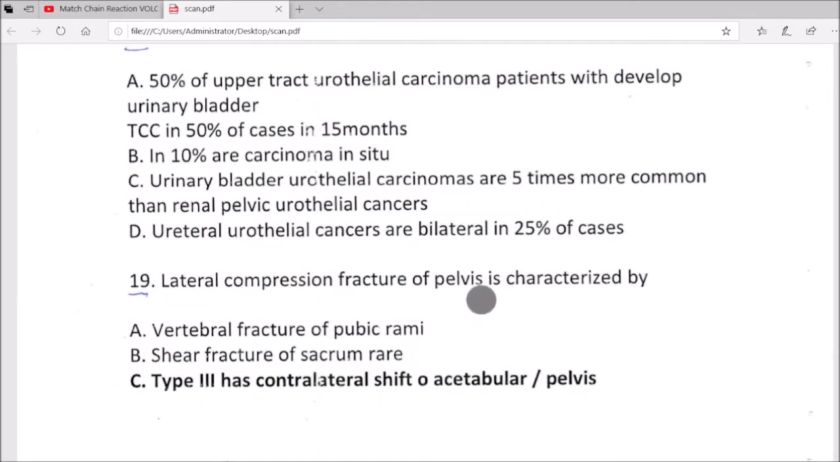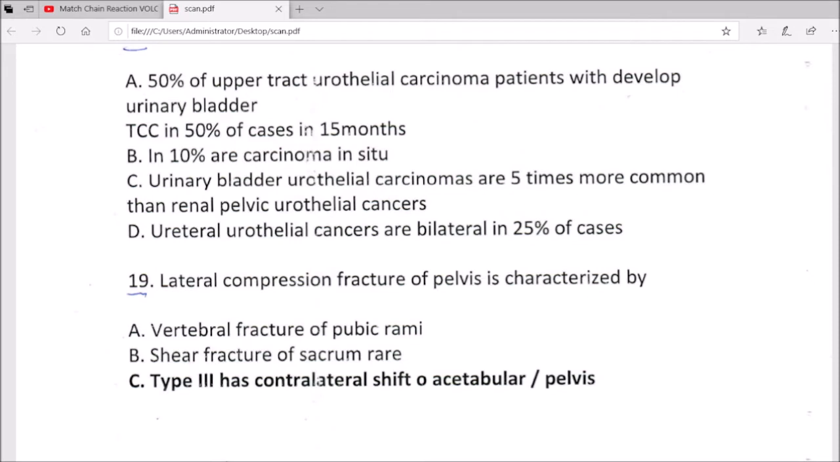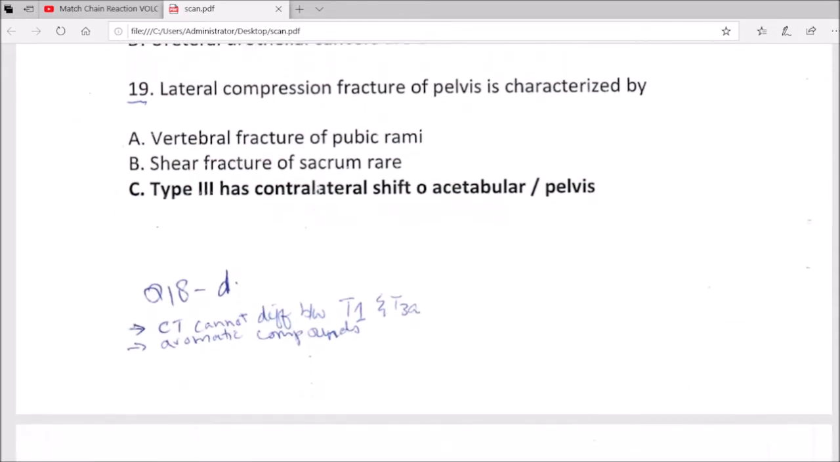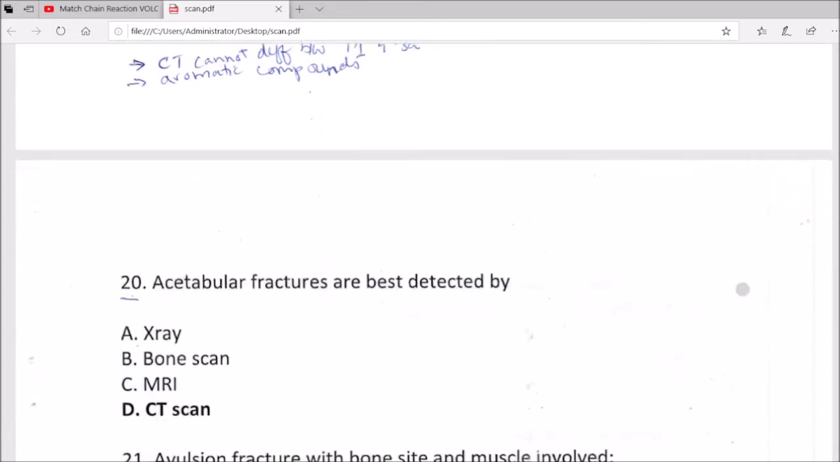19. Lateral compression fracture of the pelvis is characterized by contralateral shift of the acetabulum or pelvis.